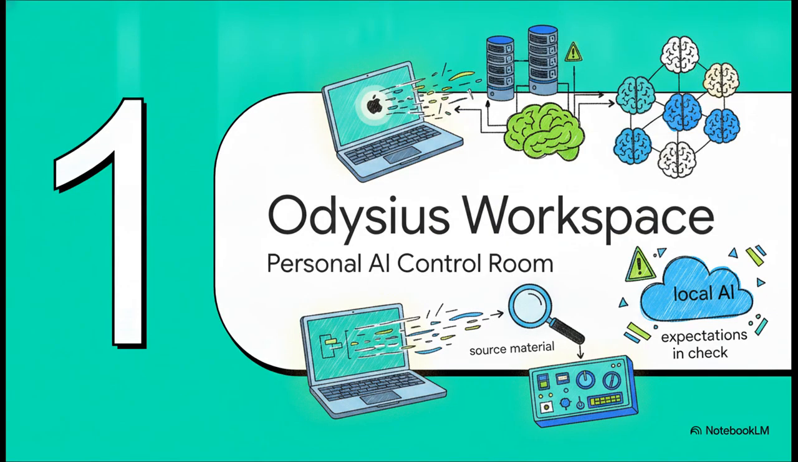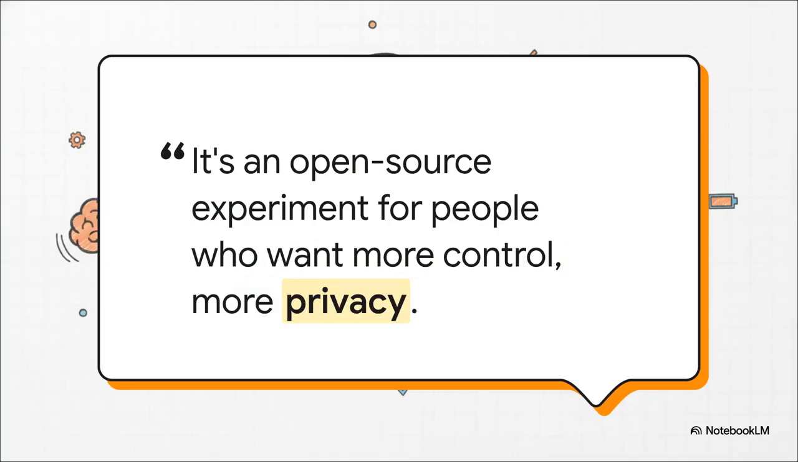So let's actually take a look inside the Odysseus workspace and see what it takes to set up this personal AI control room. You can actually get this set up directly on an Apple Silicon Mac pretty easily using standard terminal commands. But you definitely need to keep your expectations in check right out of the gate. As the source notes, it's an open source experiment for people who want more control, more privacy, and a glimpse at what personal AI might actually become. Basically, this isn't some perfectly polished mainstream assistant from a giant tech lab like OpenAI or Google. It's an experimental, occasionally janky tool built for tinkerers who really want to get their hands dirty.